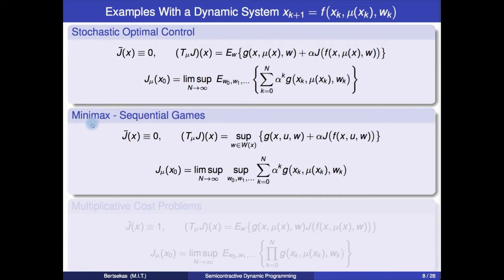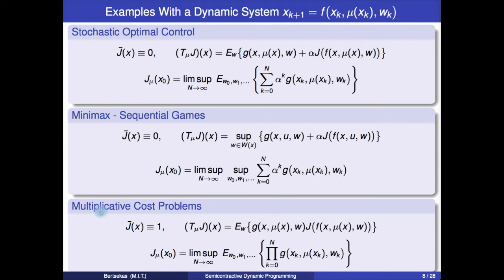Let's consider minimax type of problems, which are similar to the stochastic optimal control problems, except that instead of an expectation, we have a supremum, and instead of stochastic uncertainty, we have a W that's being chosen by an antagonistic opponent from some set that may depend on x. And again, we have a one-stage cost function and a system function defined by f. This is the mapping T mu, and taking again J bar to be identically 0, the cost of a policy starting from x0 is obtained by taking the finite horizon n-step costs and taking the worst case of that, not the expectation, but rather the supremum over all the W, and then taking the limit as n goes to infinity.